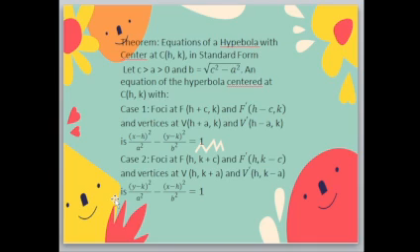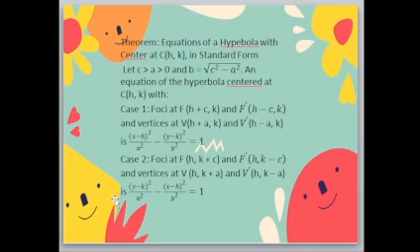So case number 2, we have foci at the first focus (h, k plus c), and the second focus is (h, k minus c). And vertices: the first vertex is (h, k plus a), and the second vertex is (h, k minus a). The equation is (y minus k) squared over a squared minus (x minus h) squared over b squared equals 1.